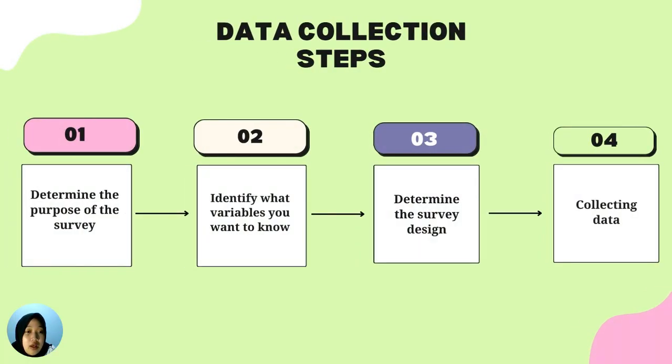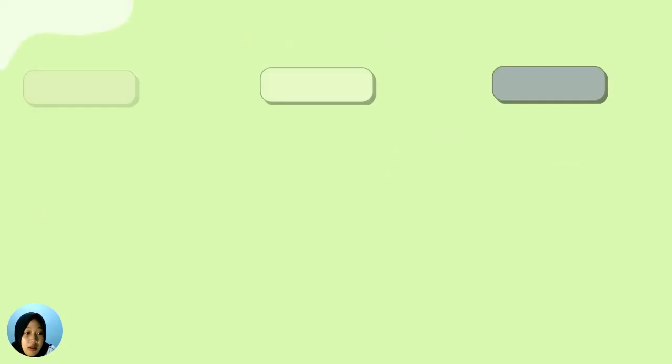And then for data collection, we follow the data collection steps. The first is to determine the purpose of the survey, and next is to identify what variables you want to know, and then determine the survey design, and then collect the data.